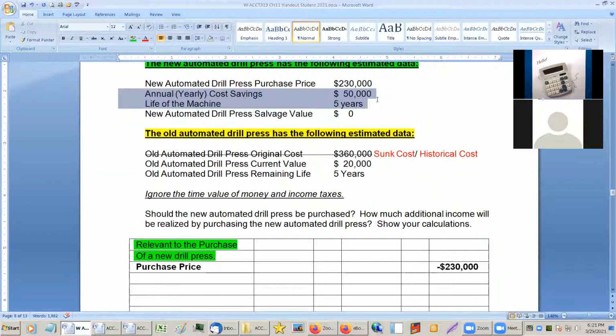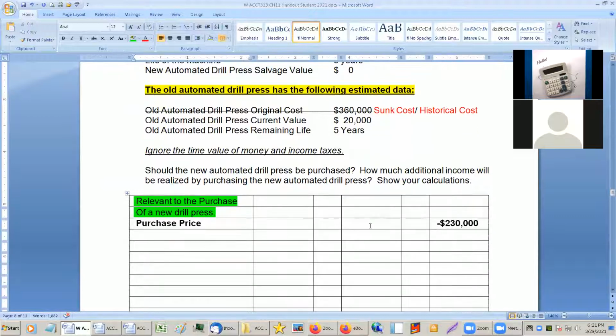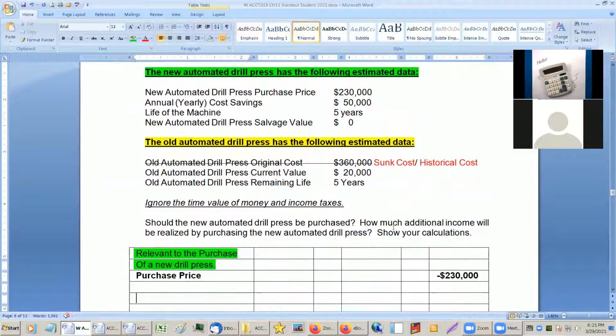So I have a question. Is that savings for the machine or for the job that they're going to be producing? Well, whatever they're doing with the machine, it's going to have a savings of $50,000 a year. It's the same thing as money coming in, basically. So actually, it's going to be relevant. A lot of times that's what you're looking at with a new piece of equipment. Okay, it's $50,000 per year.